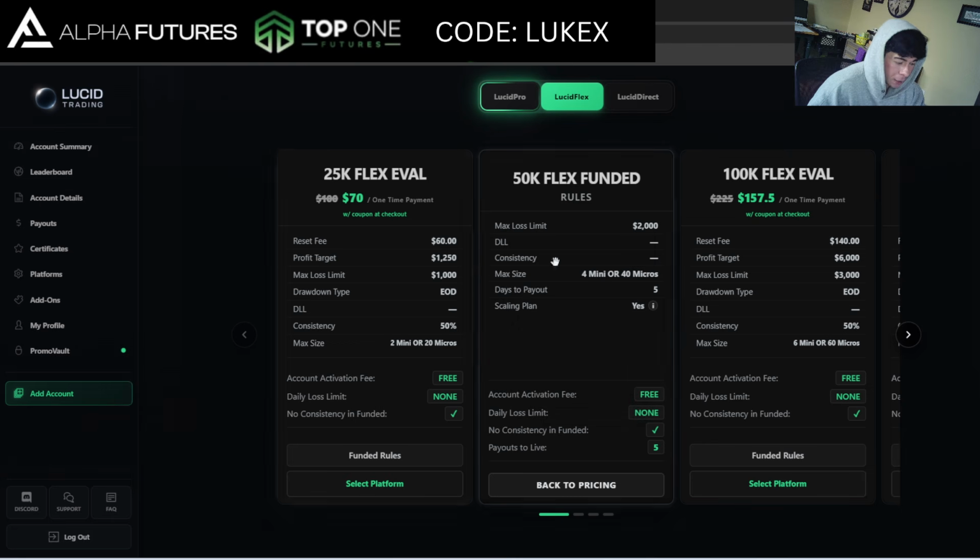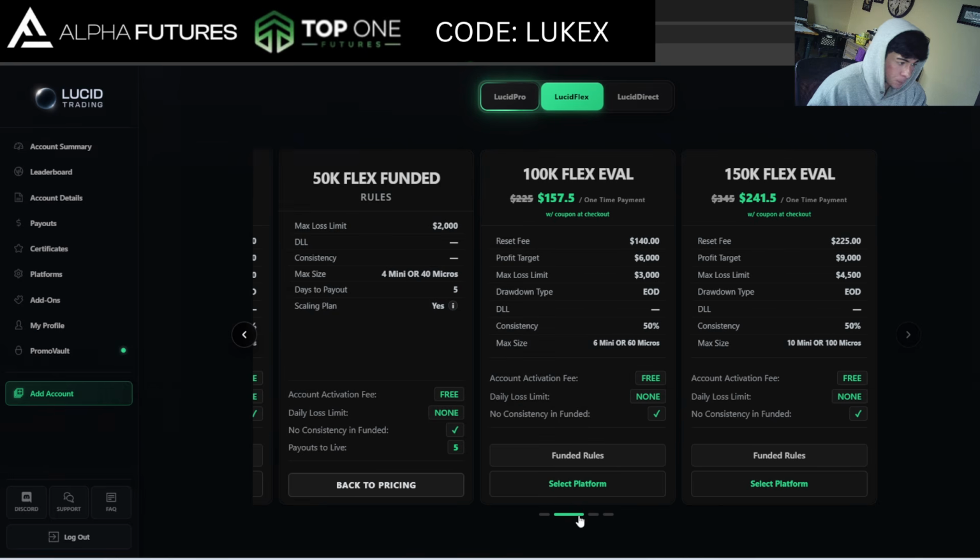But this is why I love these accounts. No daily loss limit, no consistency, no news rules, okay? You don't have to worry about news. You don't have to worry about closing trades 2 minutes before, 2 minutes after news. You don't have to worry about meeting a consistency after you've hit your winning days. You can just trade freely and do whatever you want, okay? And then just get your payout. Okay, so again, no activation fee, no daily loss limit, no consistency on funded, and then you take 5 payouts and then you would go to live, right?